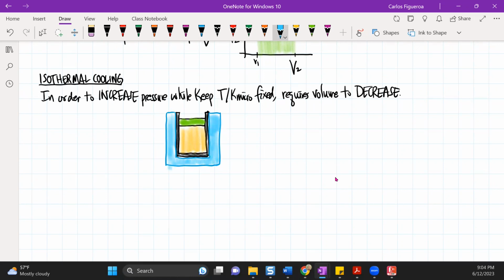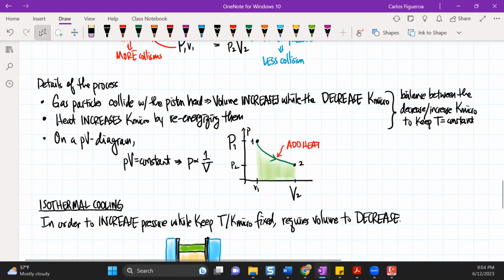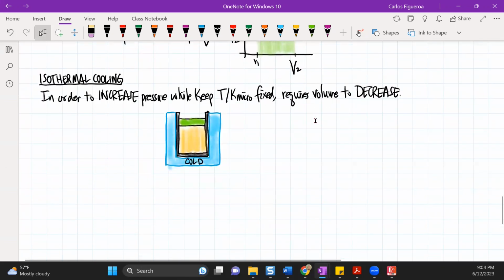So if we have an isothermal process, look what has to happen. There has to be a balance between the decrease and increase in K micro in order to keep the temperature constant. So here we go.